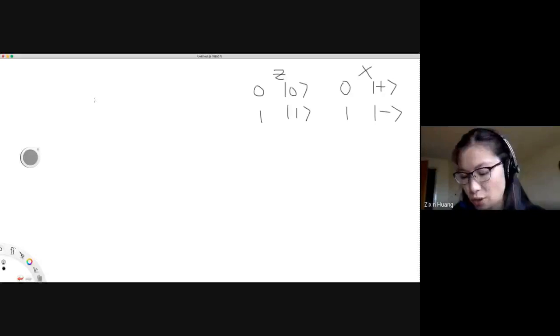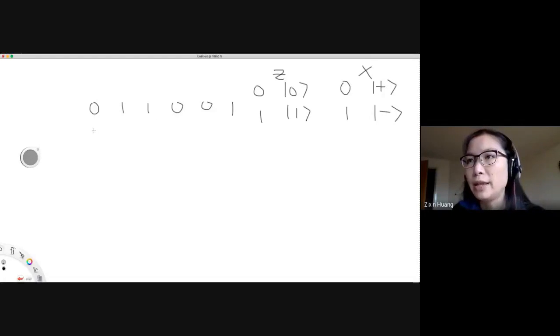So Alice chooses her classical bits. For example, this can be a 0, a 1, a 1, a 0, a 0, and a 1. And then now she chooses the bases, and these are all chosen at random. So she may choose to send in the Z, in the Z, in the X, in the Z, in the X, or in the X.